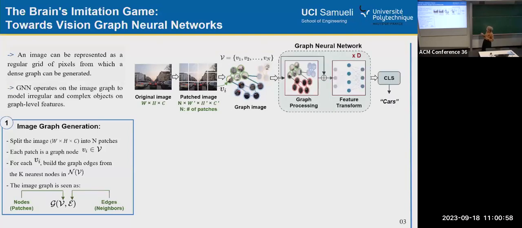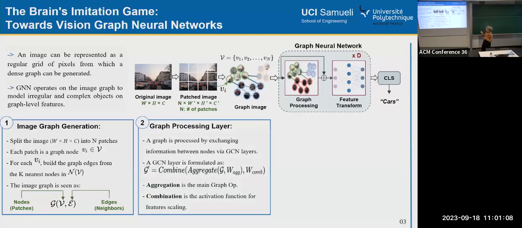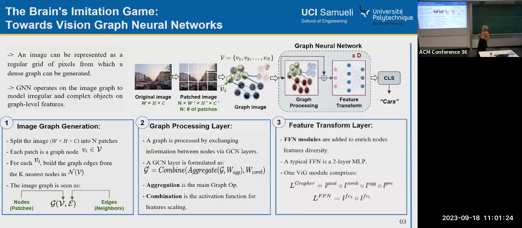Then we have the GNNs that will operate on the generated graph image by performing a series of aggregation, combination, and feature transformations. For instance, in the graph processing layers, we have two main operations. We have the aggregation part, which is responsible for communicating the embeddings of the neighboring nodes. And we have the combination, which is a fully connected layer with an activation function to scale the features. We also have another component, the feature transform layer, which is an FFN module, or feed-forward network, to enhance feature diversity, especially for visual-related tasks.